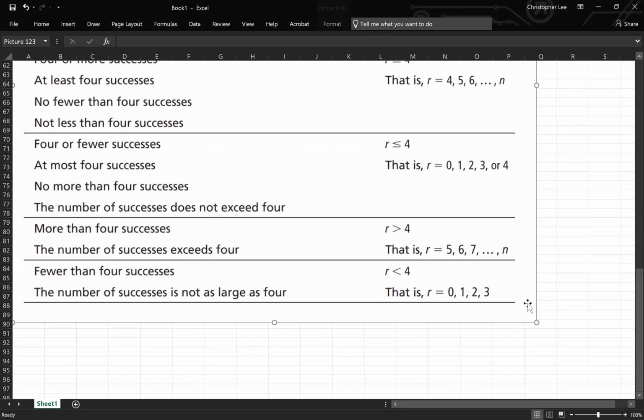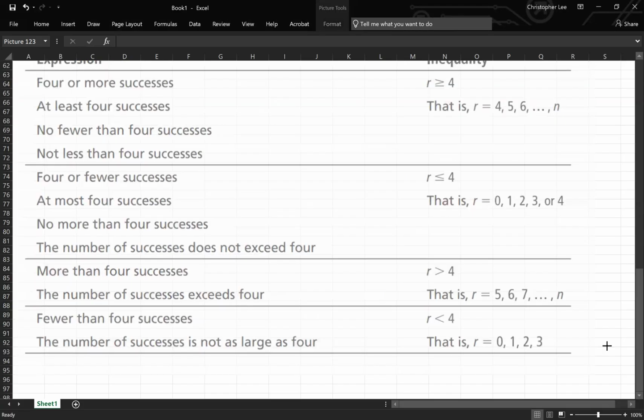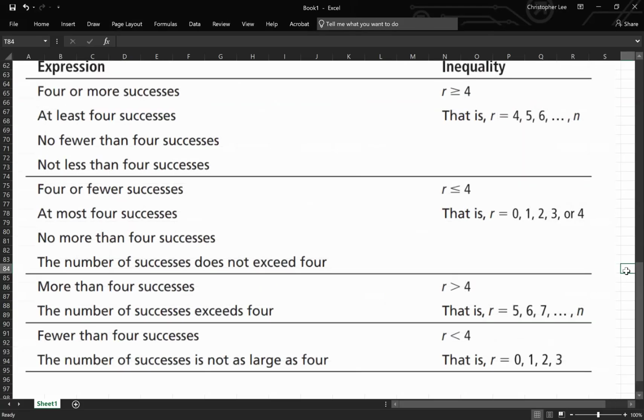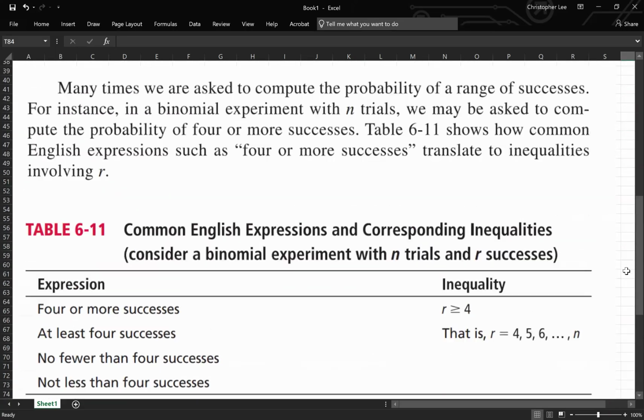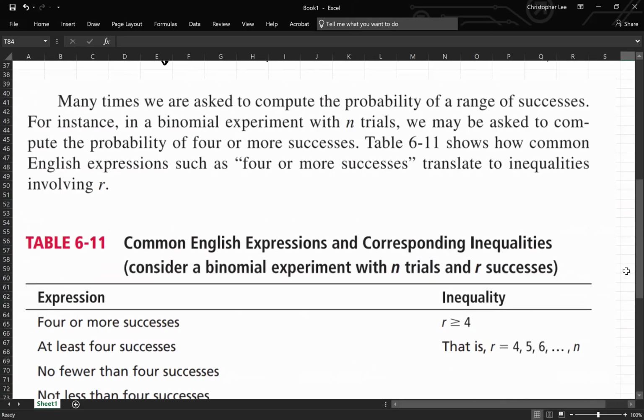We're just building off what we did yesterday. We only have a little bit left to go. So many times we are asked to compute the probability of a range of successes. For instance, in a binomial experiment with n trials, we may be asked to compute the probability of 4 or more successes. And you remember we use a table to get that. We just add up all those numbers that we need off the table.